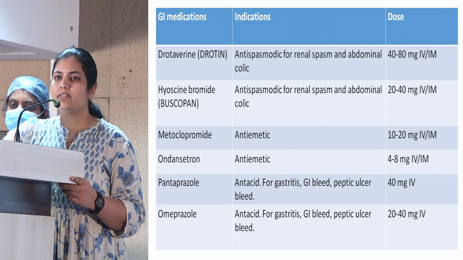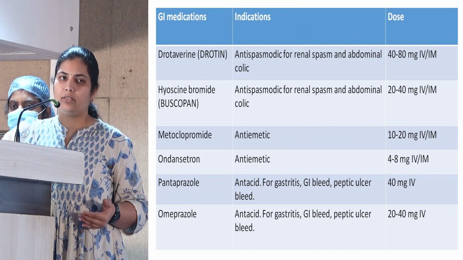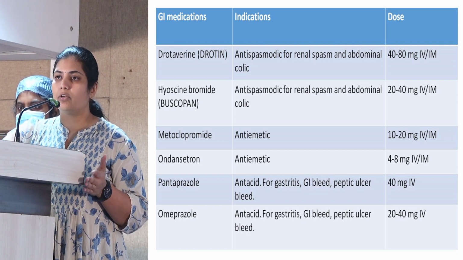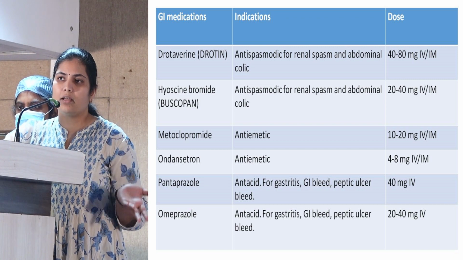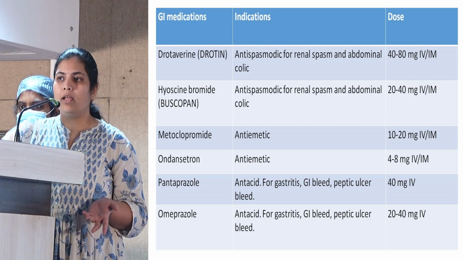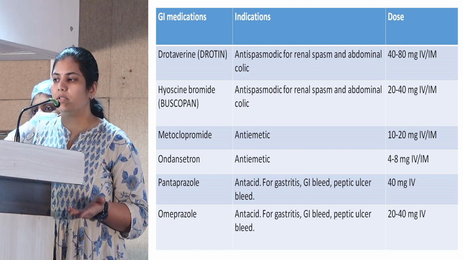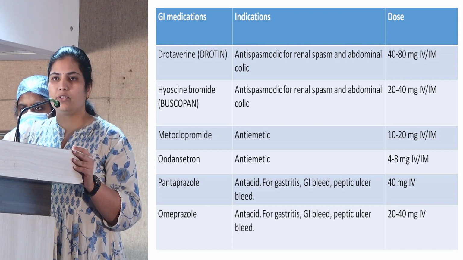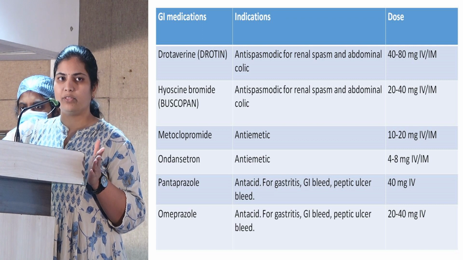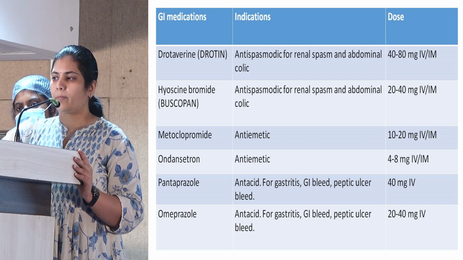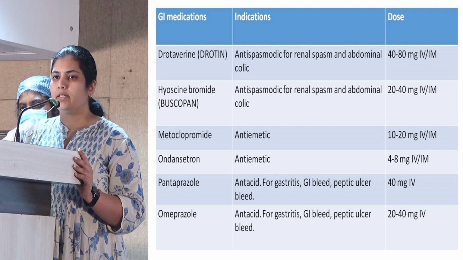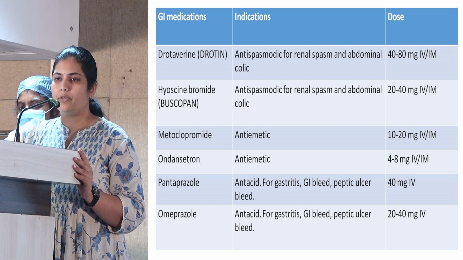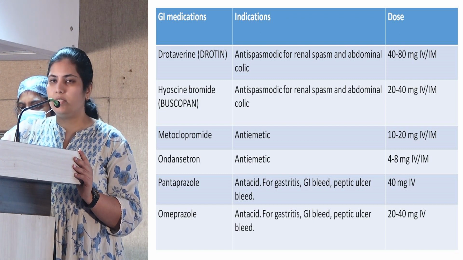Then GI medications. Suppose a patient comes with renal colic or abdominal colic at night to an emergency department. At that time we don't give dopamine, dobutamine or anything like that. For immediate control of pain, the only thing we have to give is antispasmodics. So what antispasmodics should we have in the emergency card? Commonly we use Buscopan, given in a dose of 20 to 40 mg IV. Other than that, Drotaverine, metoclopramide or ondansetron antiemetics.